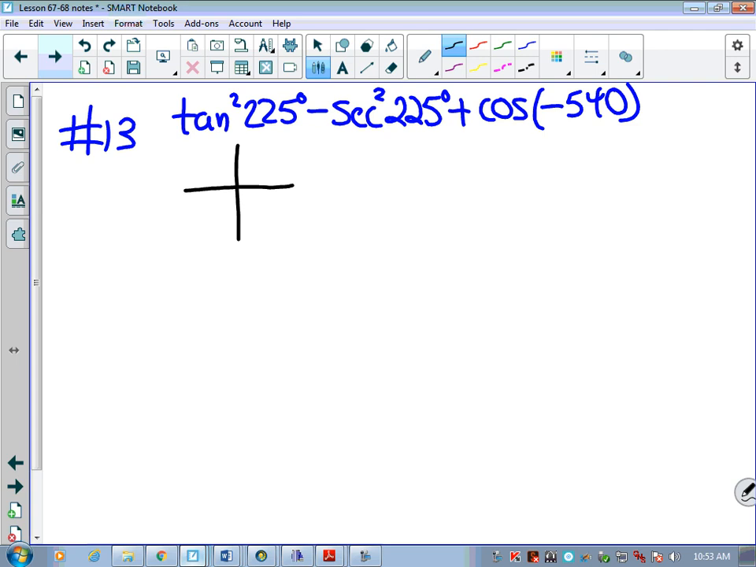Okay, so let's start off with the 225. 225, where is that? Third quadrant. What's my reference angle on that? 45 degrees. Okay, so let's go ahead and get in our ratios. So we should have -1, -1, radical 2, correct?